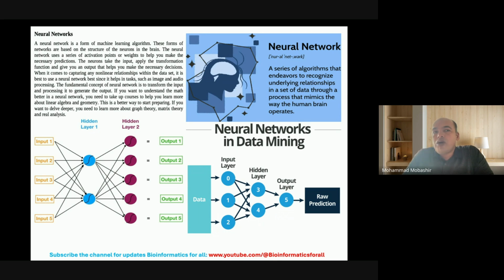It is a form of machine learning algorithm, and these networks are based on the structure of a neuron present in our brain. It uses a series of activation points. These are things you don't need to know at this stage. You just need to know what a neural network is. It is just a network which works very similar to the human brain.